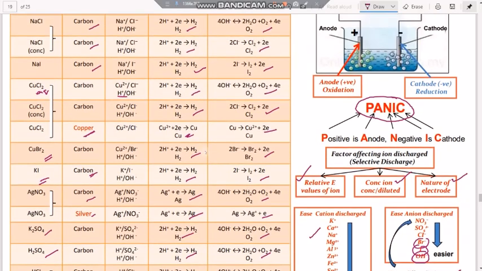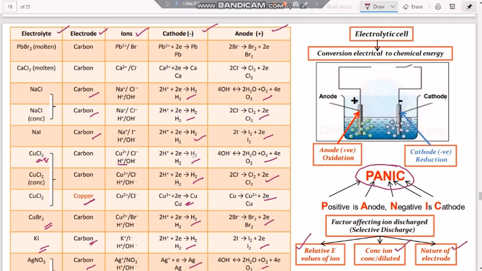Hope you observed. This is the most important discussion, tabular form information for competitive examinations.